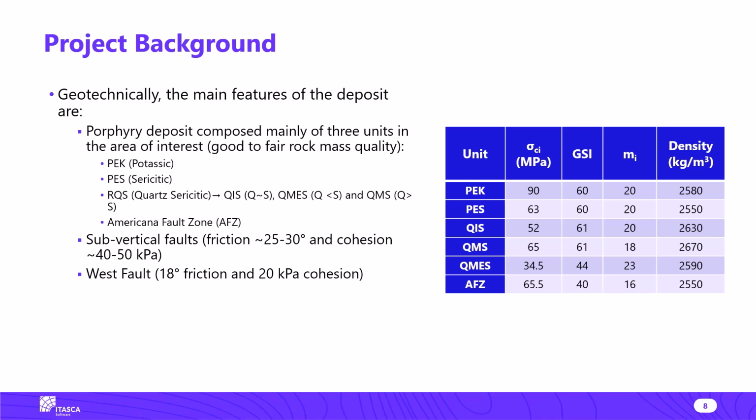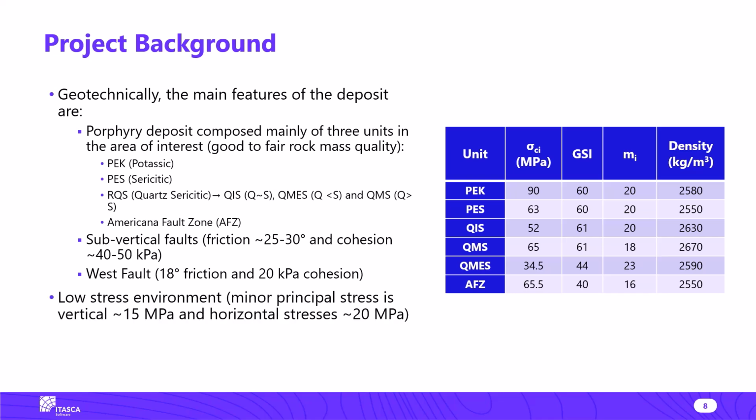There's a number, approximately 16 subvertical faults that will be included in the analysis. There's also the well-known West Fault, which is a predominant regional feature that defines, in a way, the location of the ore body. And there's also, from the stress perspective, information about magnitudes of 15 megapascals for minor principal stress, 20 megapascals from the horizontal perspective, and there's also the notion that these are induced stresses due to the presence of the open pit, which at the time of the beginning of the project was in the order of 1,000 meters in depth.